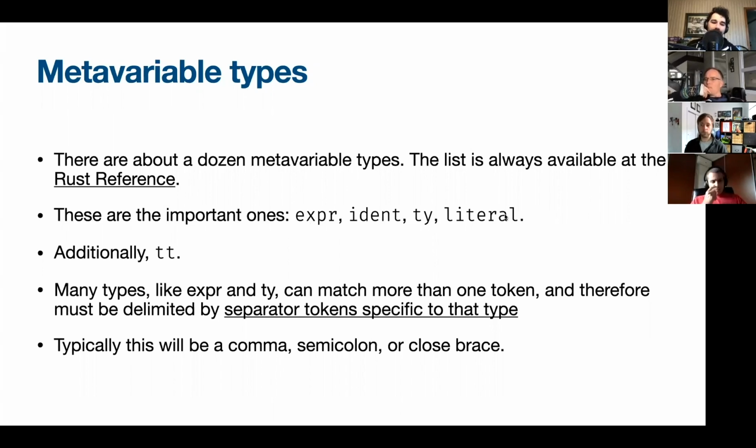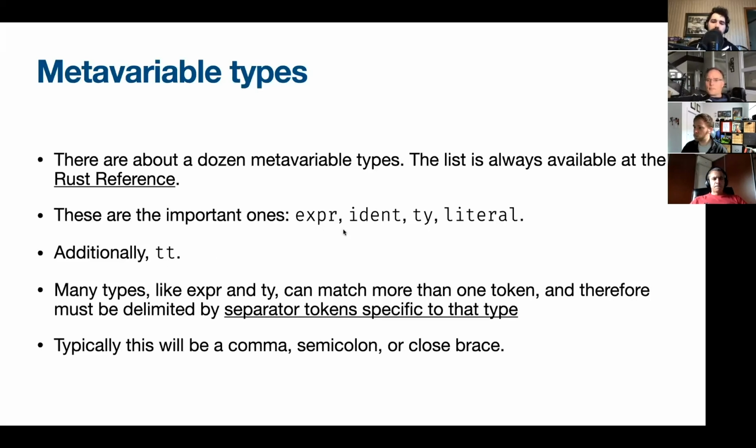The other important one is called TT. TT stands for token tree. It matches any single Rust token tree that we saw earlier. So this matches any identifier, any single piece of punctuation, any single literal, or any single set of matched braces as a single token, right? So parentheses, and then anything inside the parentheses, and then a close parentheses, including additional nested parentheses, and all the nesting happens automatically.